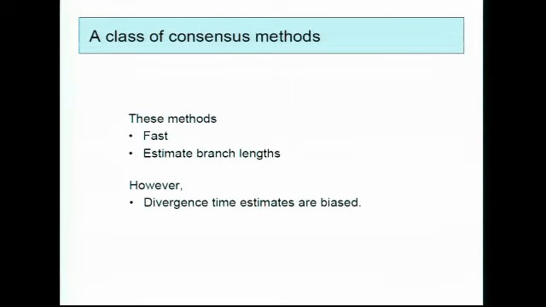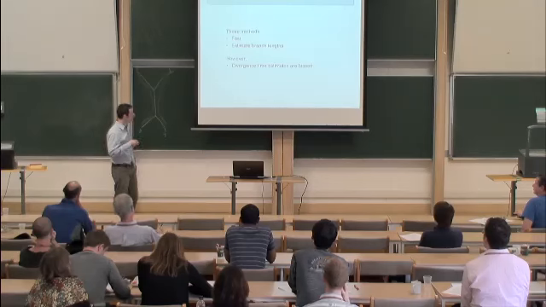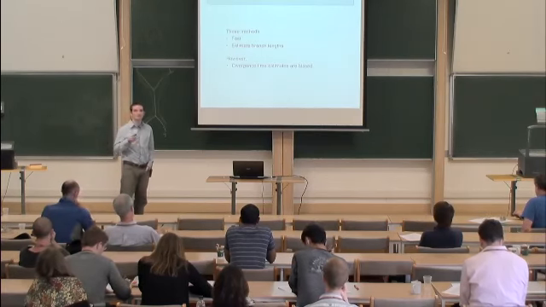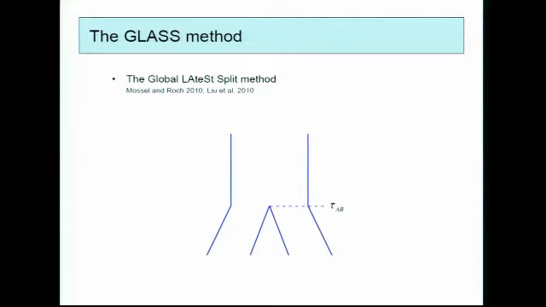All of these methods have the desirable properties that they're fast, and that they estimate both branch lengths and gene tree topologies. However, all these methods overestimate species divergence times. So today I'm going to talk about how we can reduce the bias in all of these methods. I'll focus primarily on the GLASS method because it's representative of the other ones, and once you understand how to reduce the bias in that method, it's pretty straightforward to understand the other ones.